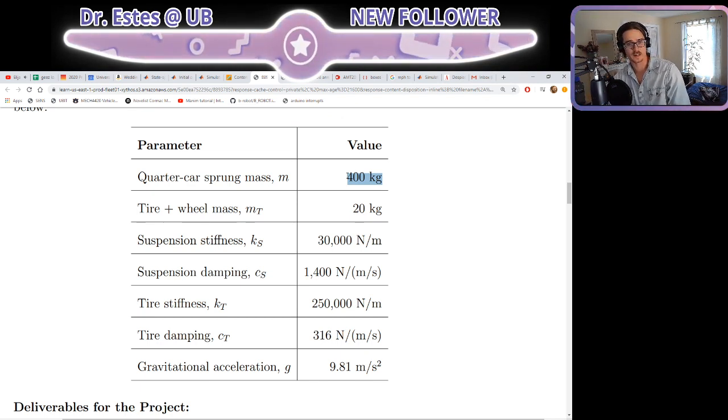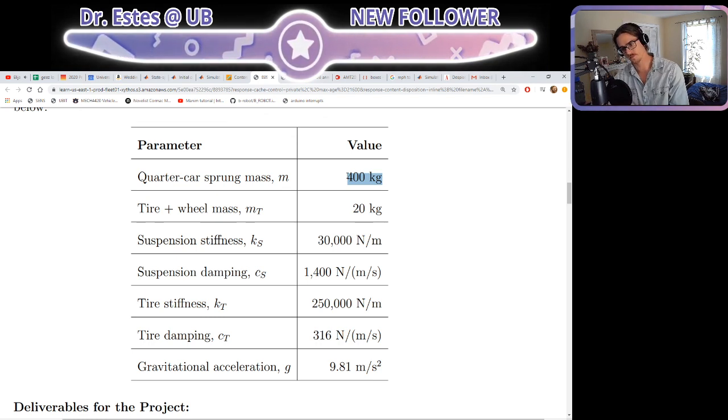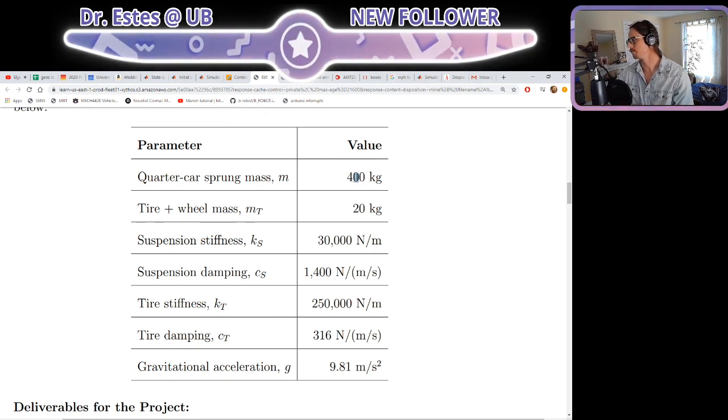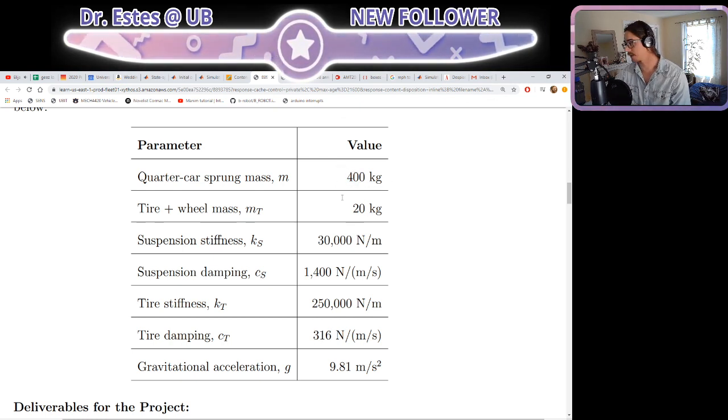If it was a Tesla, it would be even heavier. If you guys are familiar with Teslas, the battery in there is immensely heavy. It weighs a lot. So this isn't a Tesla, but that's just a fun fact. Teslas are super, super heavy relative to other cars.